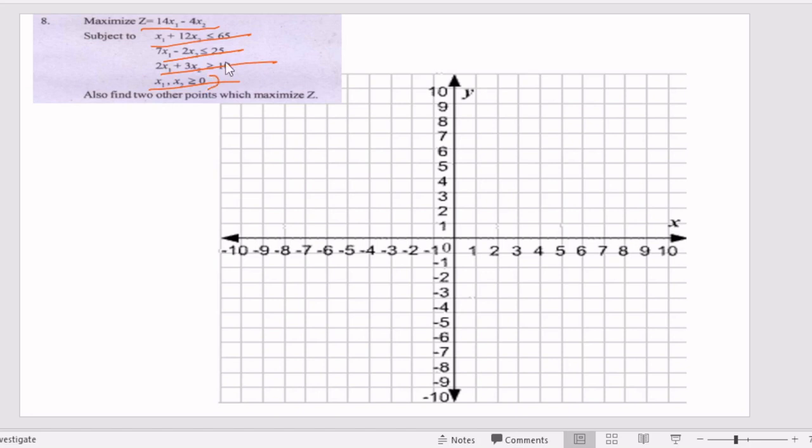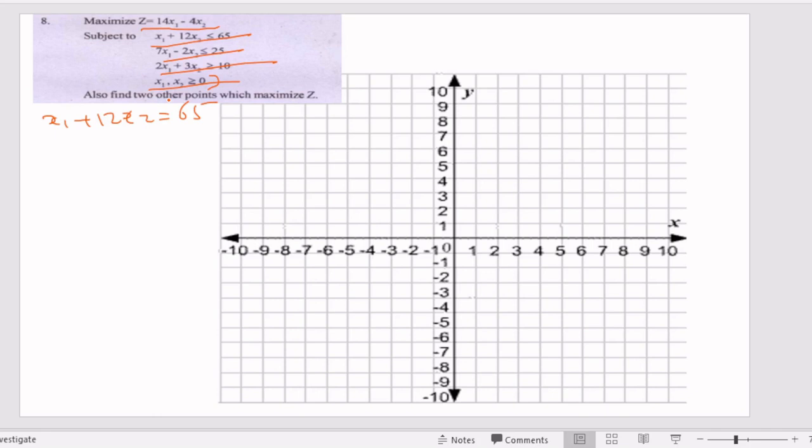As usual, we have to find two different points, two different coordinates, to draw the line. For each of the 3 equations we have to find two coordinates. Let's proceed with the first equation. First equation says x1 + 12x2 = 65. The number is big, so we have to find a way that we can get a whole number.